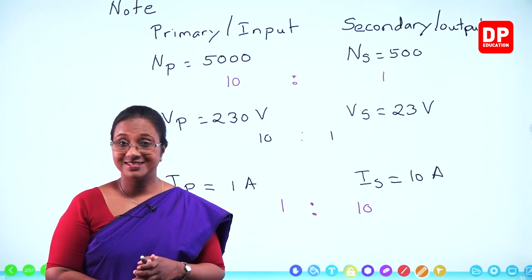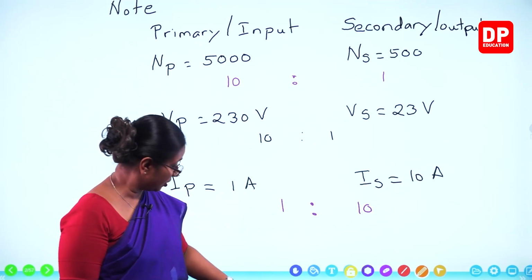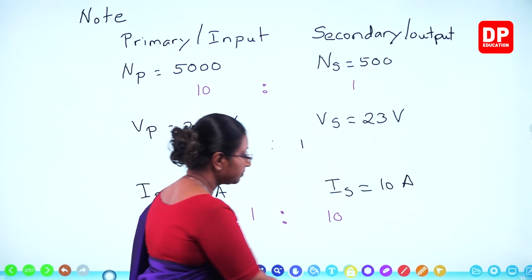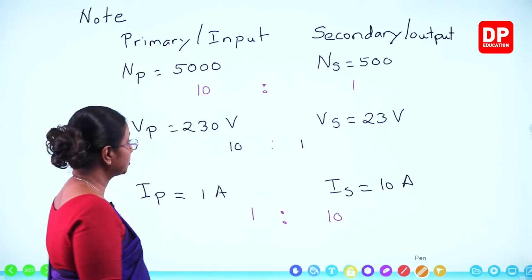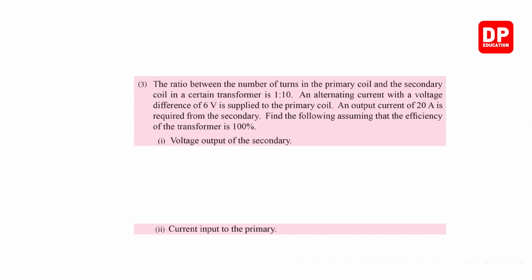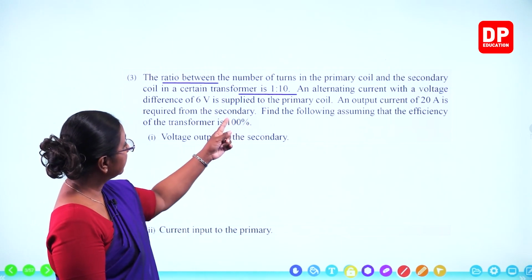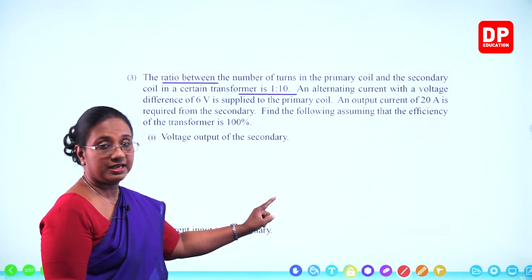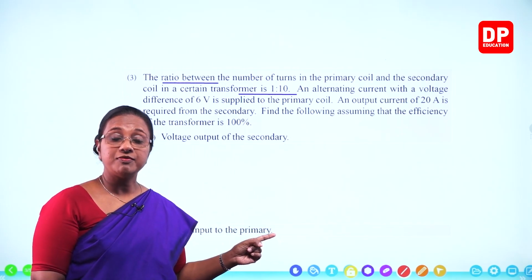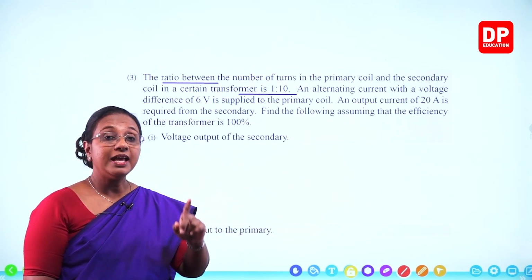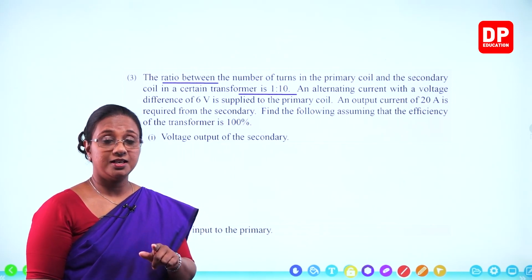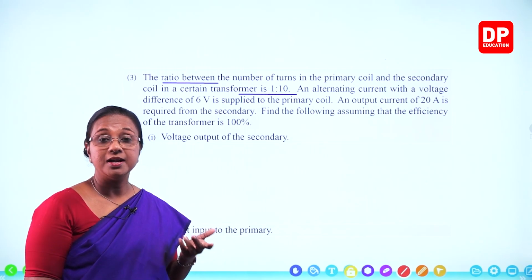I'm sure you all can understand that. So that's the second question given in your textbook. So then, I will move on to the next question. The third one: the ratio between the number of turns in the primary coil and the secondary coil in a certain transformer is 1:10. So here you can see the ratio is given to you. If there are n number of turns in the primary coil, there are 10 times n number of turns in the secondary coil. So this is a step-up transformer.